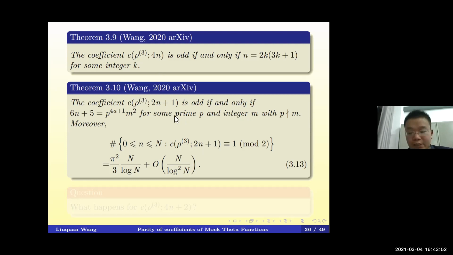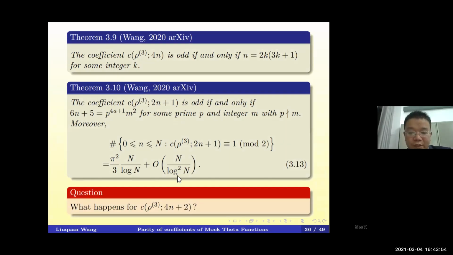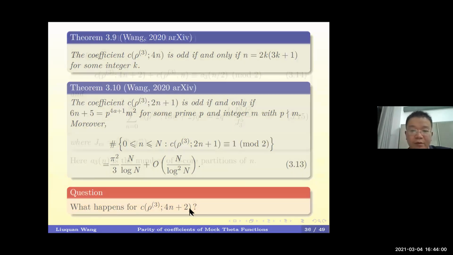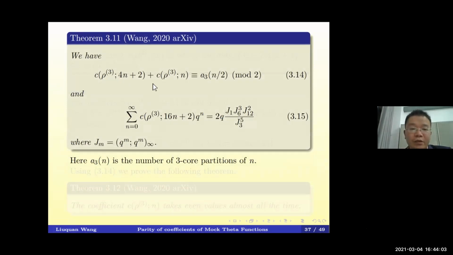So what remains? The remaining case is for the subsequence 4n plus 2. So what happens for this case? For this case, we have this kind of result. We find that the coefficient at 4n plus 2 is actually congruent to A3 of n over 2. Here, A3 of n is the number of 3-copartitions of n. And I will not discuss this definition. So the parity of the coefficient at 4n plus 2 is determined by this 3-copartition function and its value at the nth place.